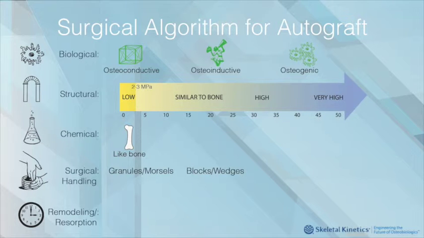Surgical handling includes granules and morsels, often done through the harvesting process, and then blocks and wedges, often done with osteotomes with a cortical wedge block. The remodeling time for bone is 3 to 6 months.